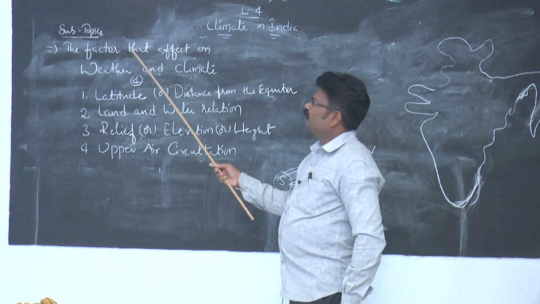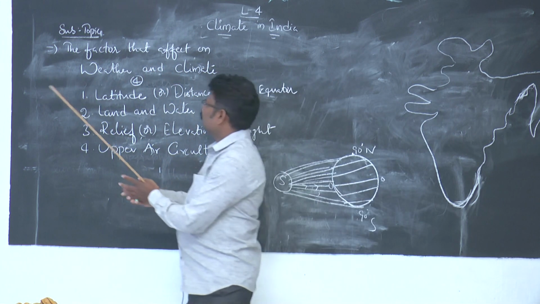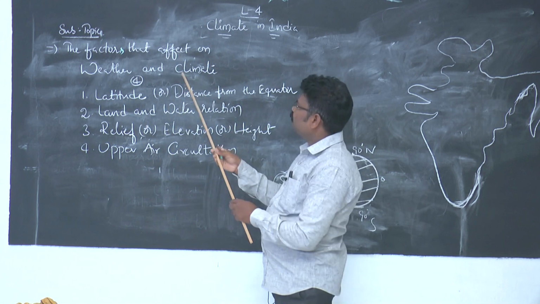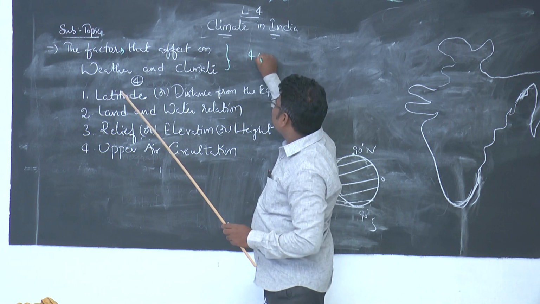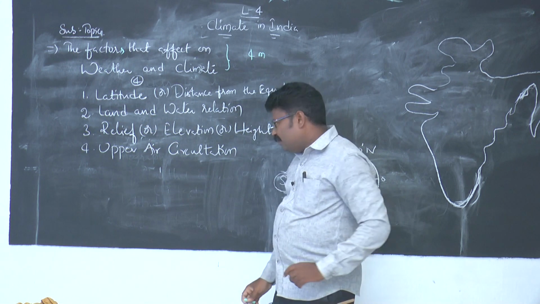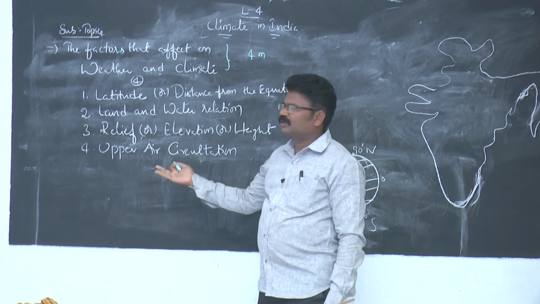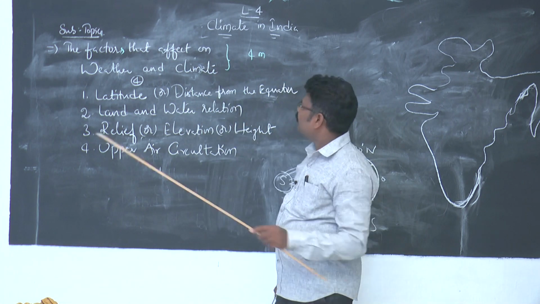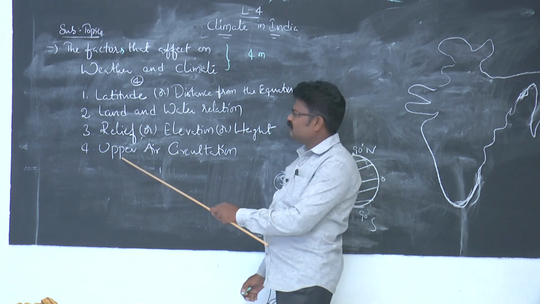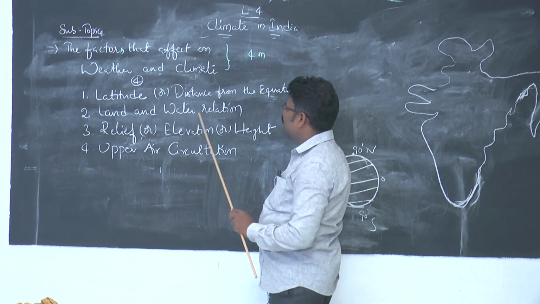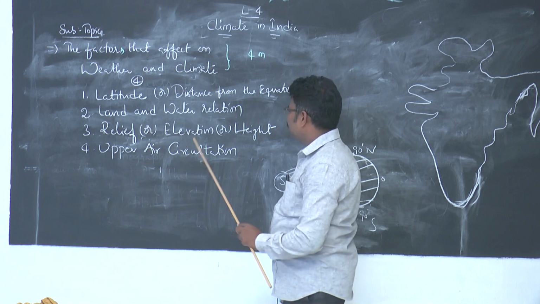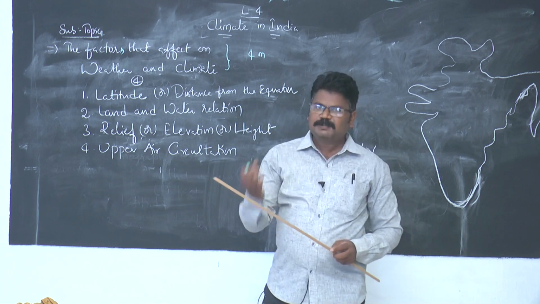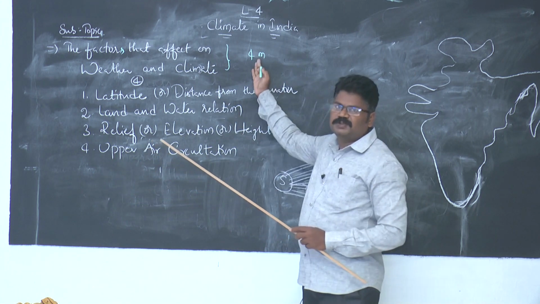Look at another point, that is the factors that affect weather and climate. This is very important. As per analysis, this is asked as a 4 marks question, and besides, they have sometimes asked one word questions. What I mentioned, the factors that affect weather and climate, means you have to write these 4 things: latitude, land and water relationship, relief or elevation or height, and upper air circulation. Whereas if the same question asks you to explain them, then it is compulsory, that belongs to a 4 marks question.